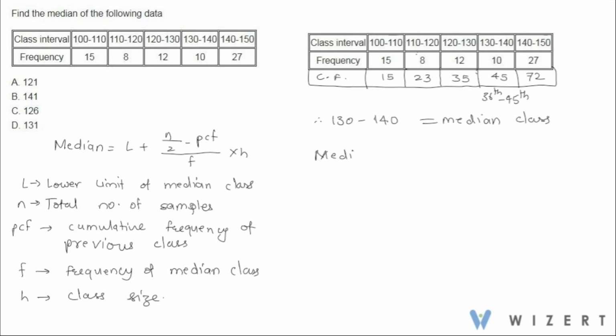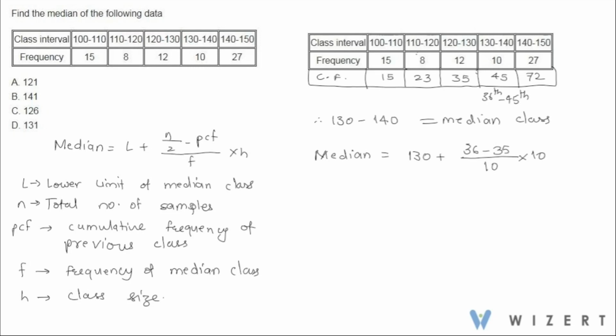So median equal to lower limit of median class is 130 plus n by 2, that is 72 by 2, that is 36, minus PCF, which is cumulative frequency of previous class, it's 35, divided by class frequency, which is 10, into class size, which is 140 minus 130, that's 10.